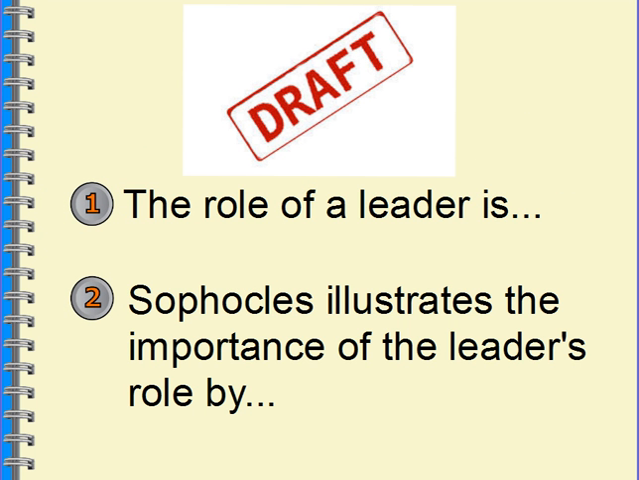So one of the simplest things we can do to make sure that we're answering all the parts of the question and that we're answering it clearly is to write out some sentence starters that address those parts. So to say the role of a leader is, and then finish that sentence. And then Sophocles illustrates the importance of the leader's role by, and then finish that sentence.